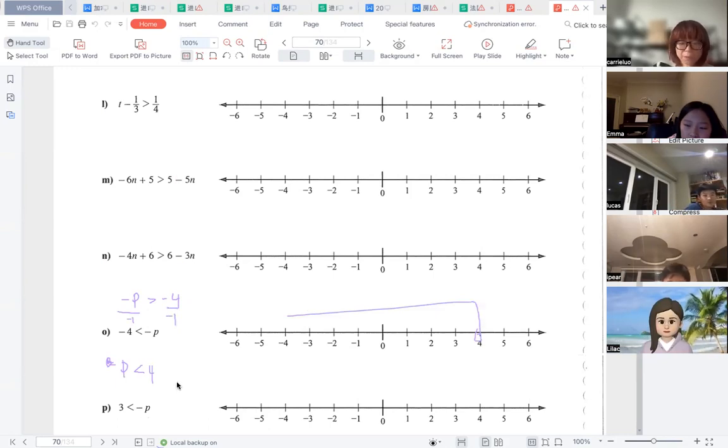Okay, so next one, Lilac. 3 is smaller than -P. 3 is bigger than -P. No, so -P is bigger than 3. So divided by -1, divided by -1. So P is smaller than -3.